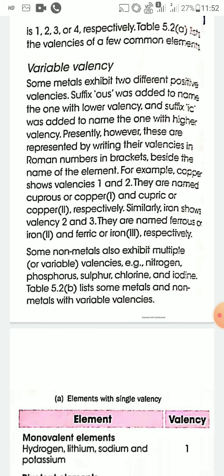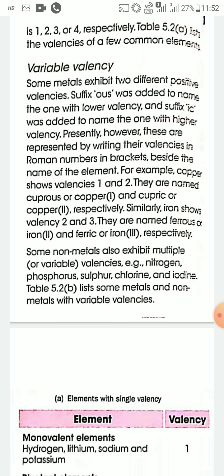So those metals exhibit 2 different positive valencies. You have to use the suffix ous for the lower valency, and you have to use the suffix ic for the higher valency. And you have to write the valency in Roman number within brackets beside the name of the element.